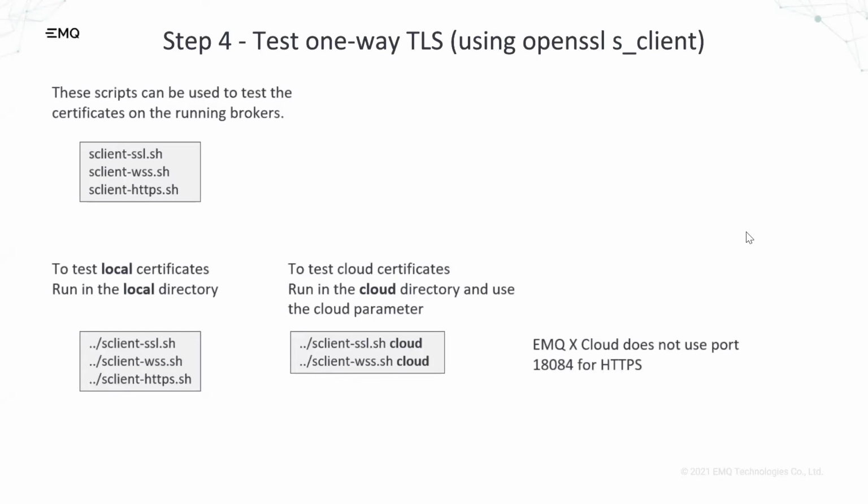Now that we have mapped our certificates to both the brokers, we can test them using OpenSSL s_client. These scripts are basically just wrapper scripts that wrap s_client and all of its associated options. There are 3 scripts, one for SSL, one for WSS, and one for HTTPS. Basically they're the same, they're just connecting to different ports. If you run them in the local directory, you can test the local broker. And if you run them in the cloud directory with the cloud option, you can test the cloud broker.